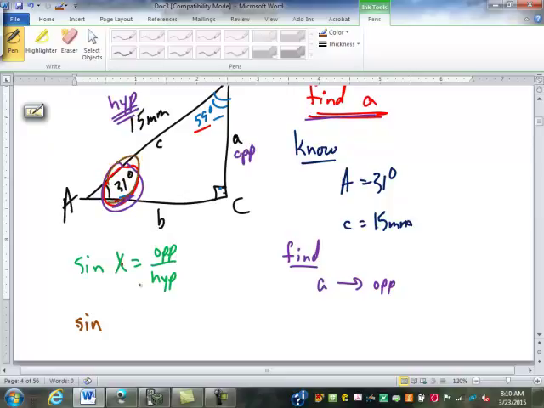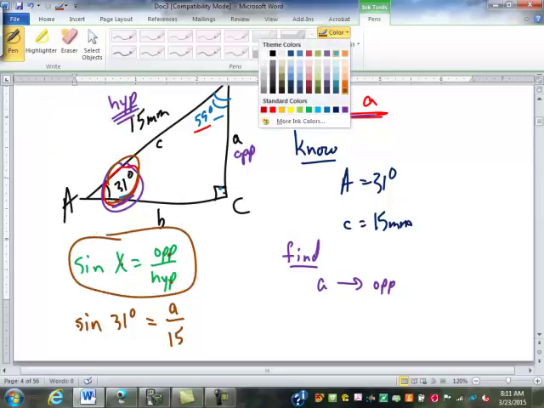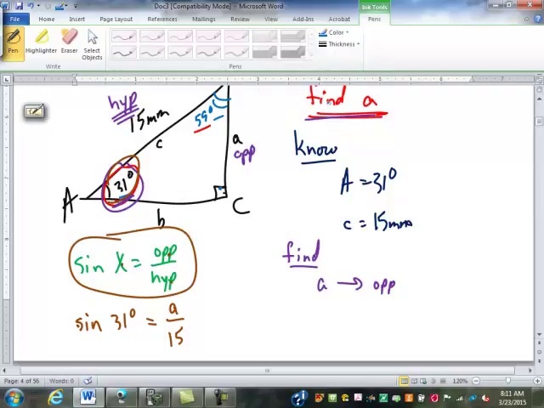I'm putting 31 degrees in there. Do I know the opposite side? No, that's what I'm looking for. That's my side A. So I'm going to put A there. Do I know the hypotenuse? Yes, I put in 15. See how easy that is to plug in the numbers if we have the formula sitting in front of us. Again, I can't stress it enough. Take the 3 seconds to write out the darn formula.